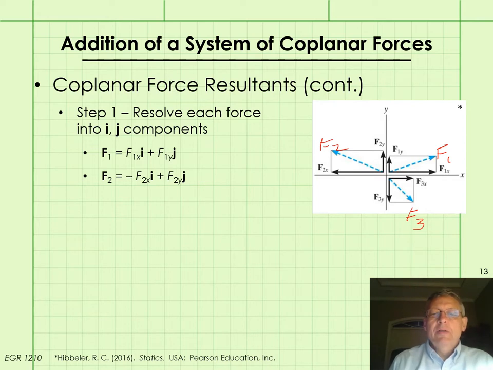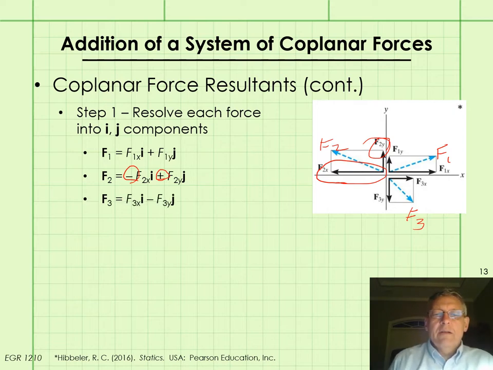F sub 2 is a little bit different. Look at F sub 2x. Notice that it is going in the negative x direction, so we're going to put a negative sign there. F sub 2y is in the positive y direction, so that sign would be positive. And a similar thing with F sub 3. F sub 3x is in the positive direction, but F sub 3y is in the negative y direction, so there's going to be a negative sign there.